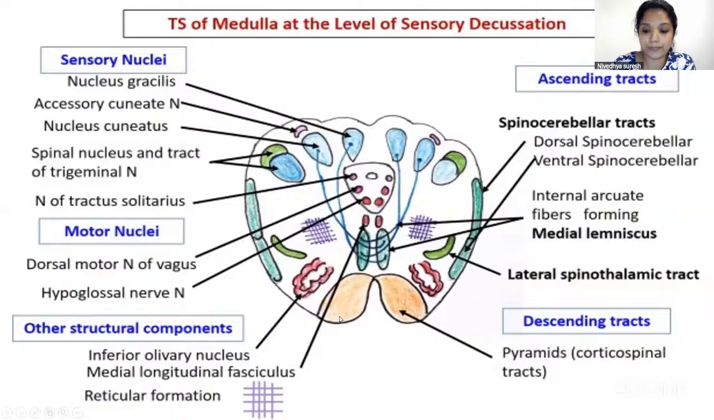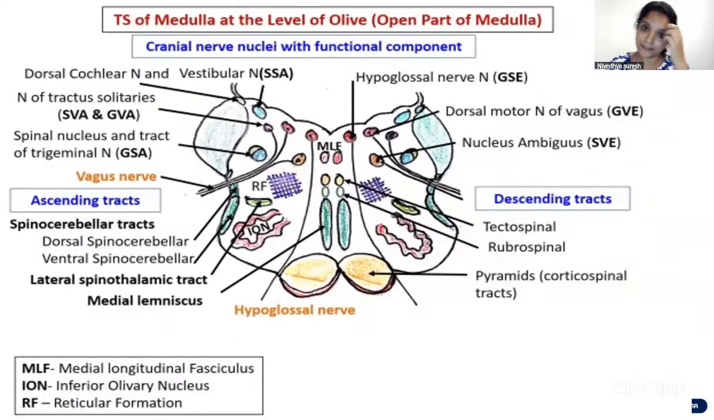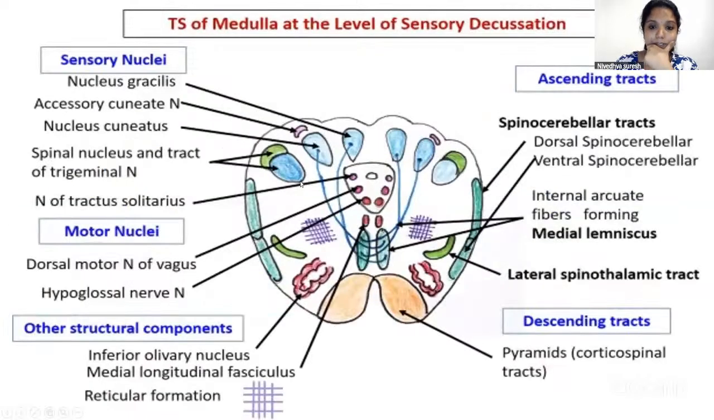Now we are going to see the third section, which is at the level of the olive. This third part is the upper part, open to the lower border of the pons. You can see here that it is opened to the ventricle. Imagine the small gray matter, the small apple-like structure, being pushed from anteriorly and moving to the posterior region.